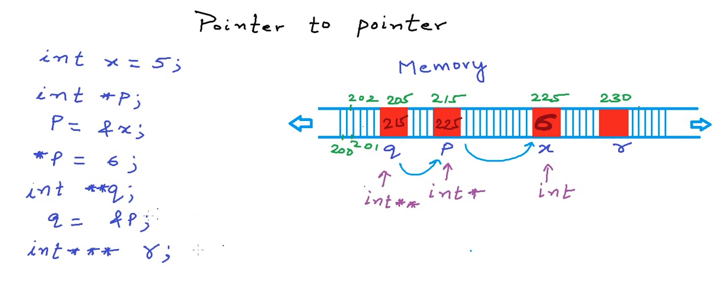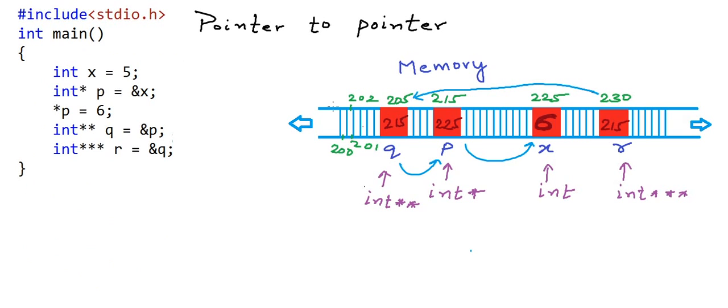Now r is of type int asterisk asterisk asterisk, so it can store the address of int asterisk asterisk. So it cannot store the address of x or p. Only a statement something like r is equal to ampersand q will be valid. Now I have translated my previous rough code into a working C program. Let us assume that this program is working as per this memory sketch that we are showing on the right.